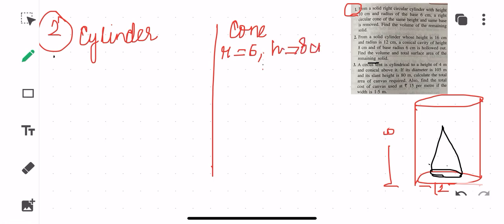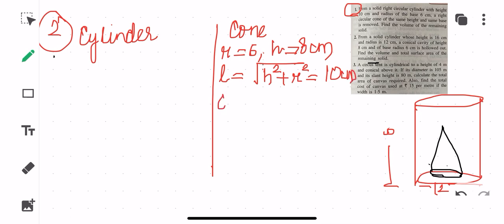So how much will the slant height be equal to, children? Slant height will be equal to root over h square plus r square. So how much is h square plus r square? This is equal to 8 square plus 6 square, that is equal to 100. So L will be coming to 10. You have calculated that slant height is coming out to be 10 centimeter, so write down that this is equal to 10 centimeter.